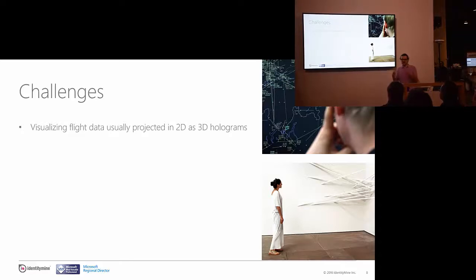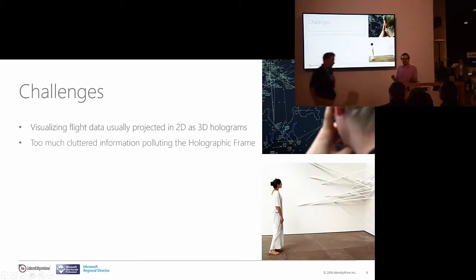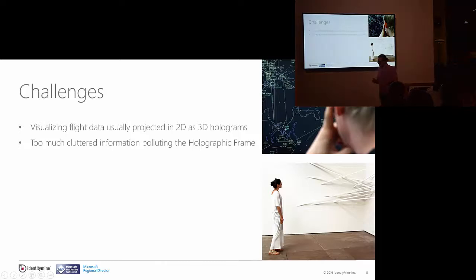So first of all, when you visualize flight data, which is usually projected in 2D, when you bring it to the third dimension, it's also another dimension of errors. And we'll talk about this in a second. You want to show a lot of flight information, but you also have to make sure that you do not clutter the holographic frame with too much information, right?